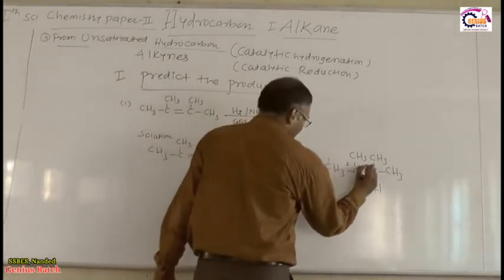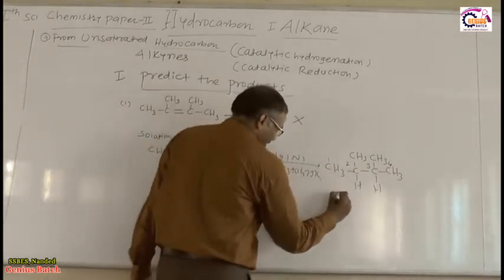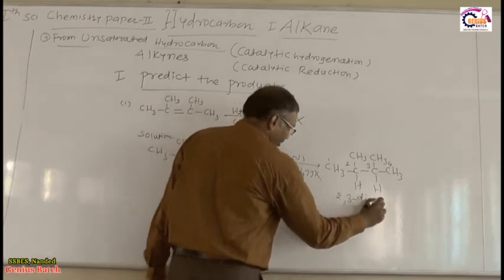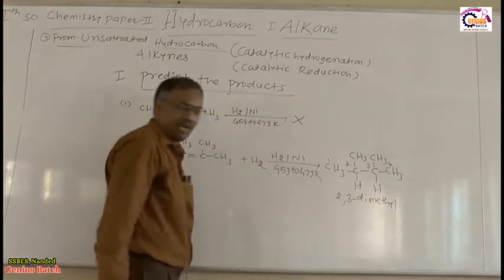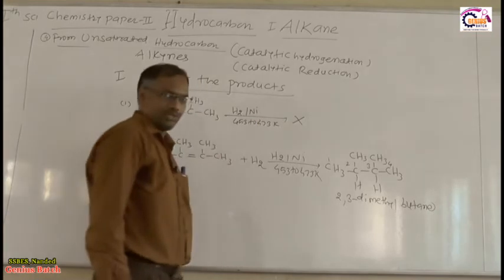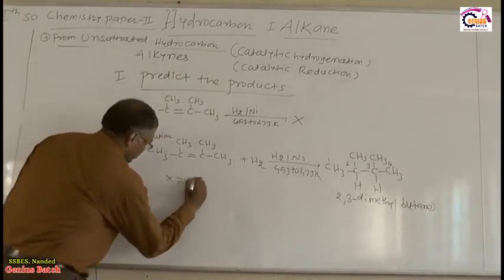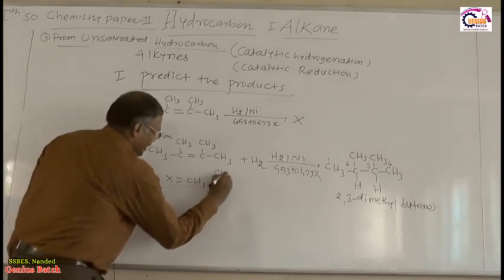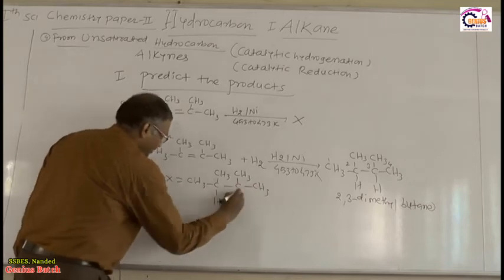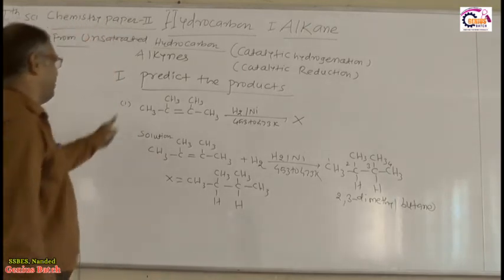Select the longest continuous chain: 1, 2, 3, 4. At the 2 and 3 carbon atoms, a methyl group is there. How many methyl groups? 2. So therefore 2,3-dimethyl. How many carbon atoms are there? 4. 2,3-dimethylbutane. That is the X. So X is equal to 2,3-dimethylbutane. So this is the product, and this X is this one. So this is the first example.